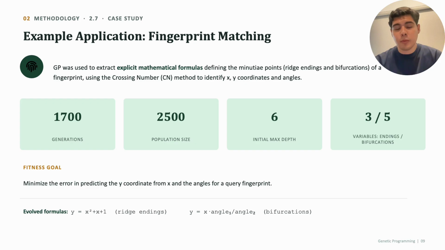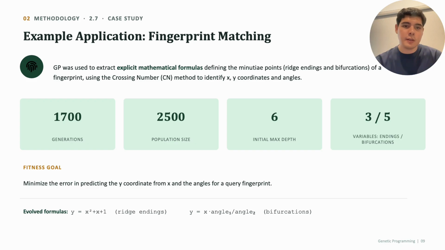And now we have the example application, which is fingerprint matching. Let's ground all of this in a real application. In one study, researchers used GP to analyze fingerprints, specifically to find explicit mathematical formulas describing minutiae. These were the ridge endings and bifurcations extracted using the crossing number method. The setup: a population of 2,500 programs evolved over 1,700 generations, starting from trees with an initial maximum depth of 6.